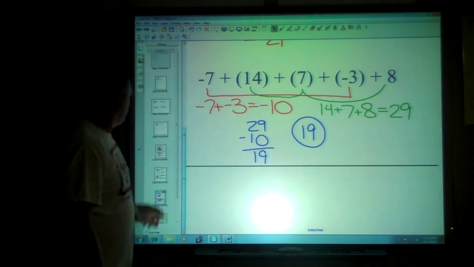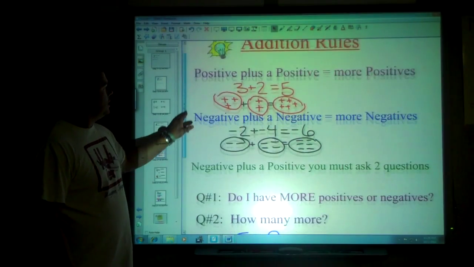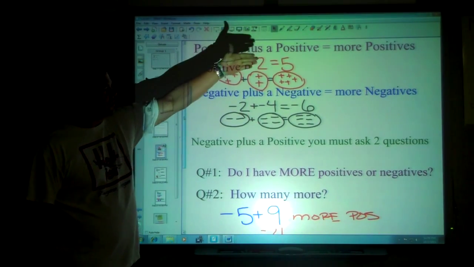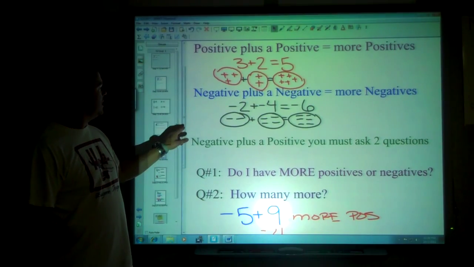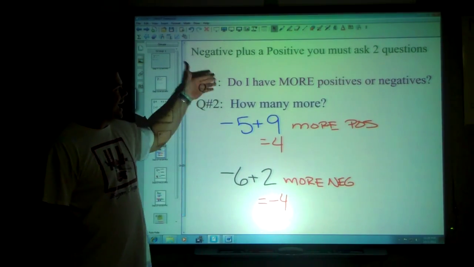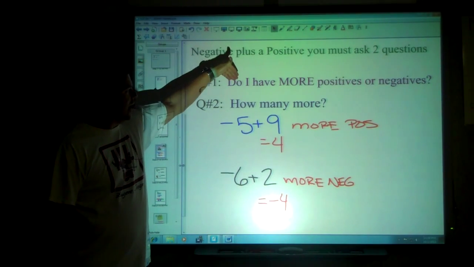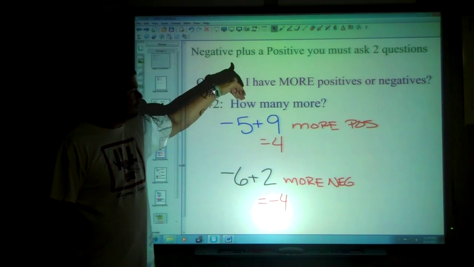These rules right here are pretty important. Positive plus a positive makes more positives. A negative plus a negative makes more negatives. But when you're dealing with positives and negatives together, you got to ask these two questions. Which do you have more of, and how many more do you have?